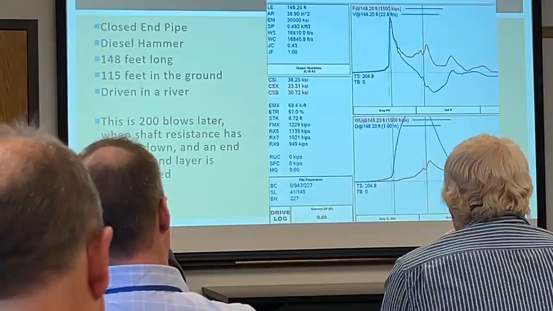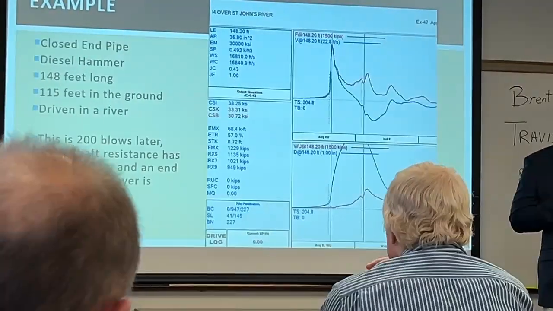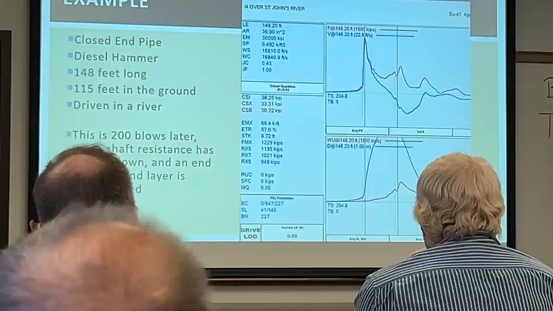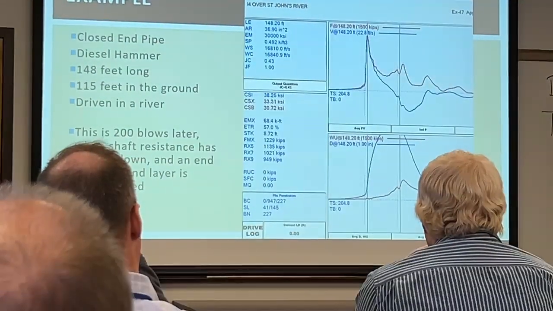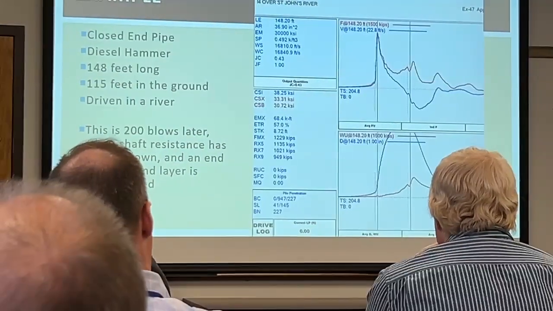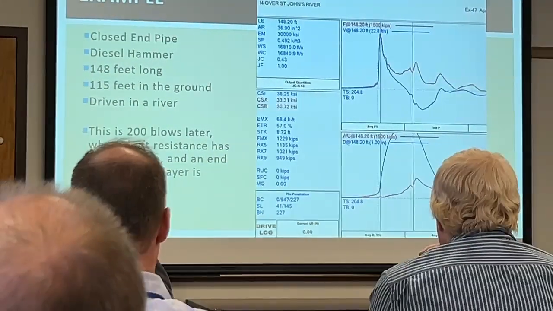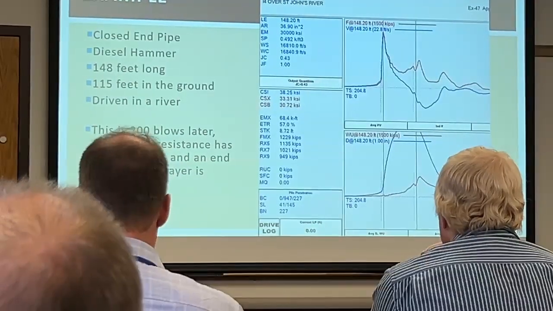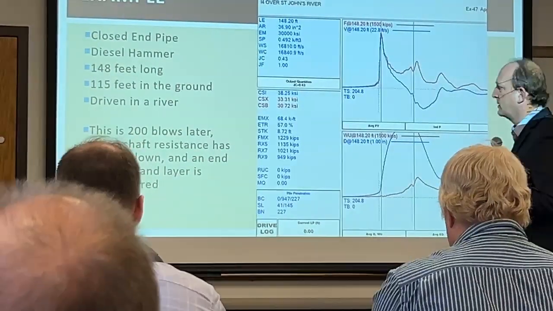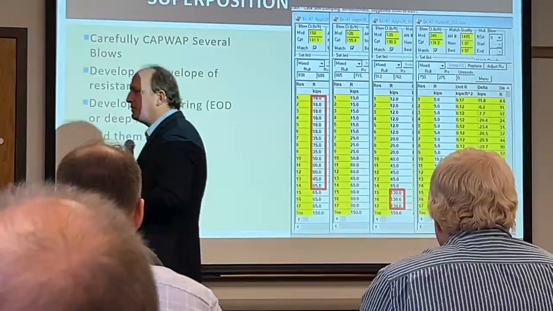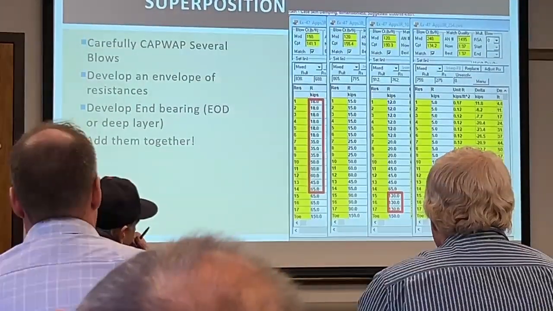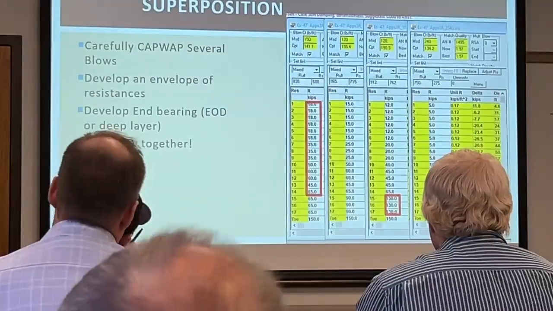So we could do just one and try to pick the highest value, or we could do them all. And that's where the superposition idea came from. You need to be very careful about it when you're doing the cap lap, so that you're not double counting things and allowing resistance to move down below to the next level when it's really in the level above it. But if we carefully cap lap several of those blows, then we can develop an envelope of shaft resistance.